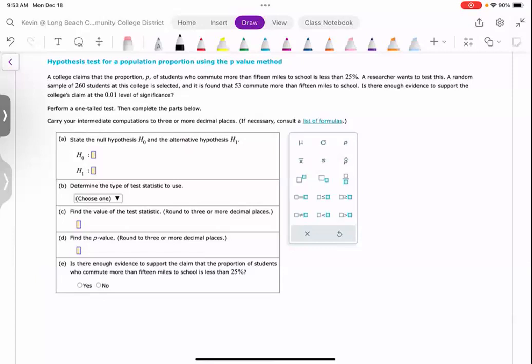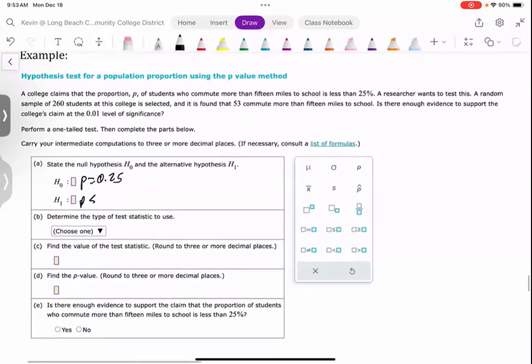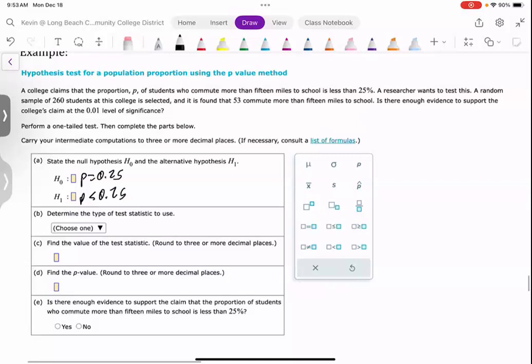A college claims that the proportion p of students who commute more than 15 minutes to school is less than 25%. So this means that p is 0.25 and p is less than 0.25. So there's our null hypothesis. A researcher wants to test this. A random sample of 260 students, so n equals 260, at this college is selected. It is found that 53 commute, so that's our x, that's our number of successes, more than 15 minutes to school. Is there enough evidence to support the college's claim at the 1% significance level?